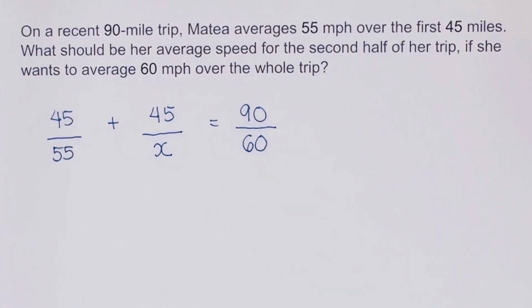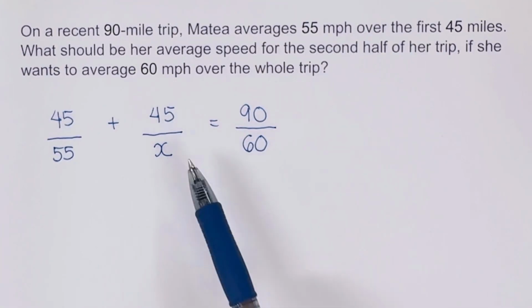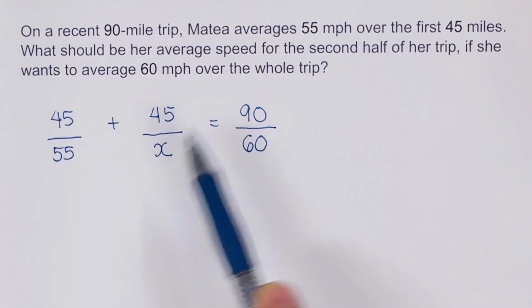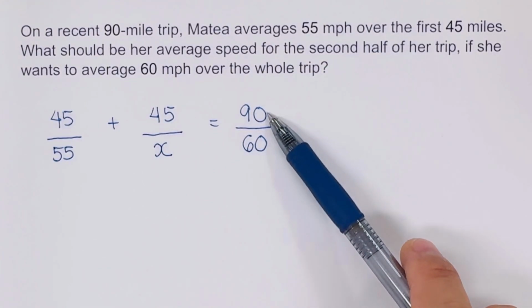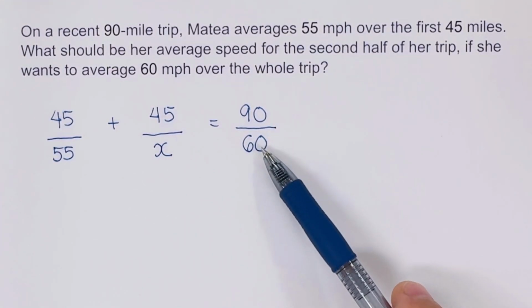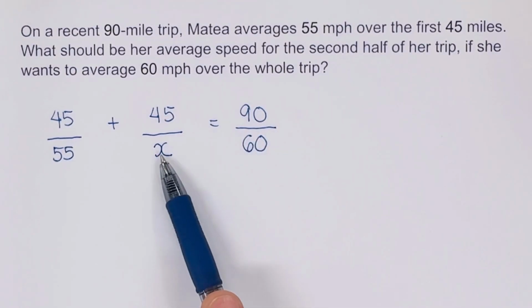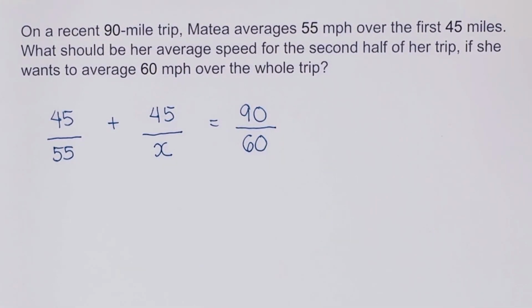So we can say that on the first 45 miles, the average speed of Matea is 55. On the other half, which is also 45, we don't know what the speed is. But the whole trip is 90 miles and the average speed is 60. So we need to figure out what is the average speed of Matea on the second half of the trip. If you notice, the denominators for these two fractions are not the same.